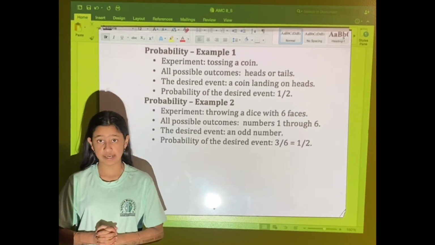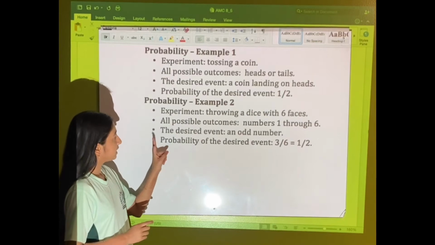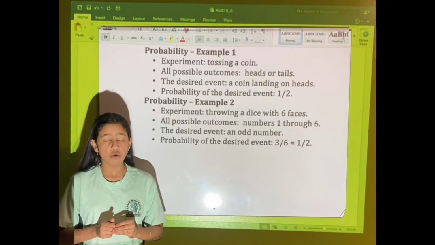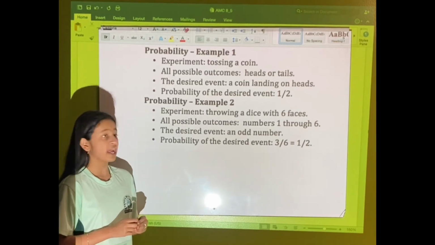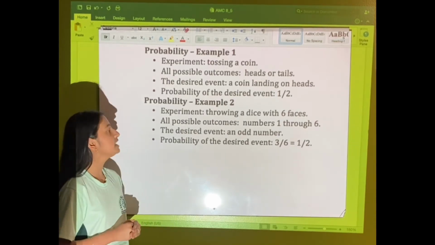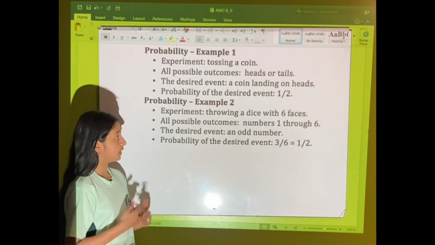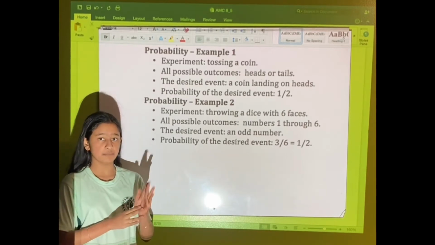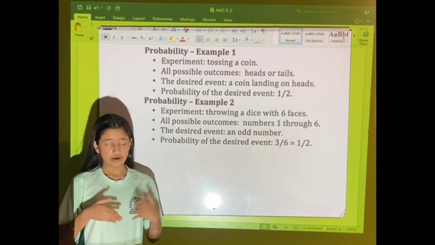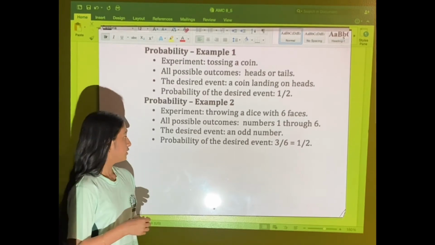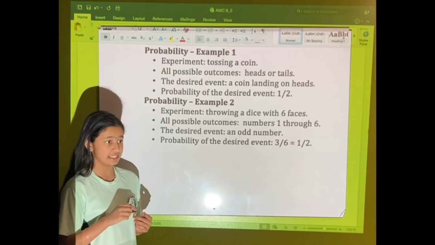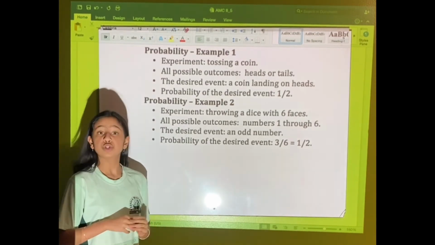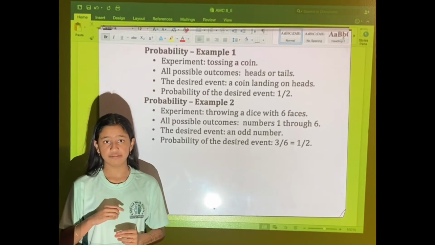Now our second example is, the question is, when tossing a dice with 6 faces, what is the probability that you will get an odd number? So here, the experiment is throwing a dice with 6 faces. And all the possible outcomes is getting the numbers 1 through 6. The desired event is getting an odd number. So the probability of the desired event is 3 over 6, because 1 to 6, 1, 3, 5, odd numbers. So 3 out of 6, which simplifies to 1 over 2, or 1/2.